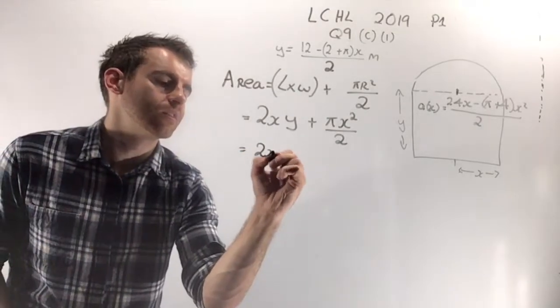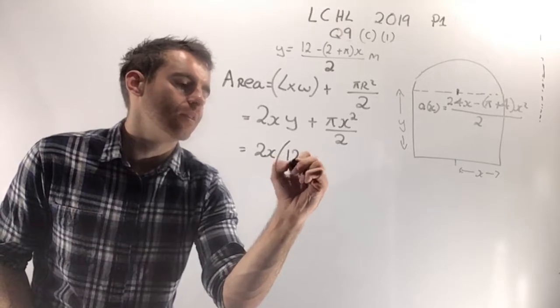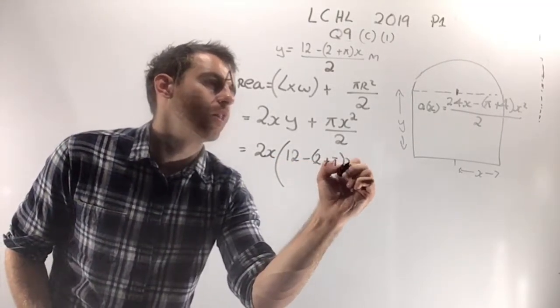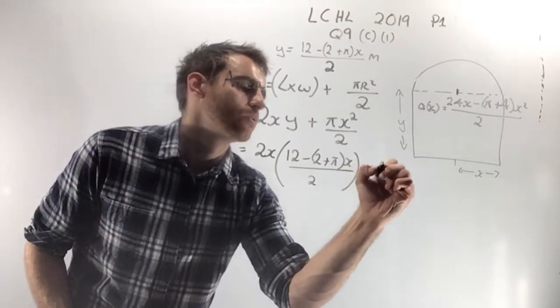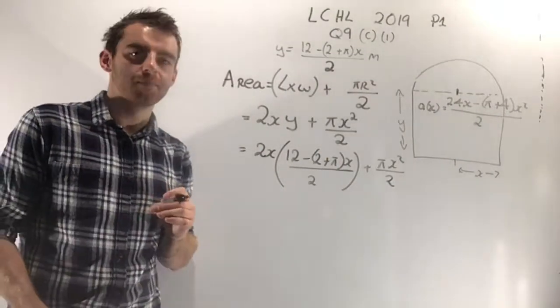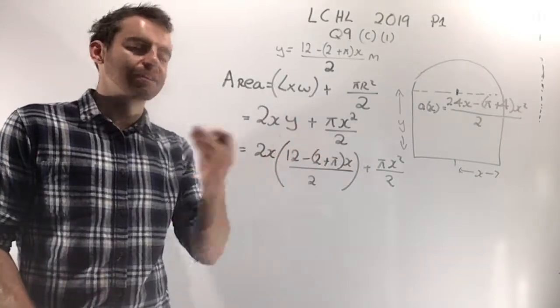So I'm going to write this as 2x multiplied by, and instead of y, I'm going to plug this in, 12 minus (2 plus pi) times x, all divided by 2, and then I'm just going to add on my plus pi x squared over 2 because there's nothing I can do with that. Now this is the area of my Norman window in terms of x and pi.